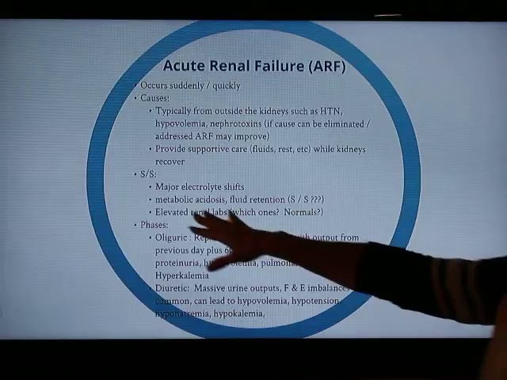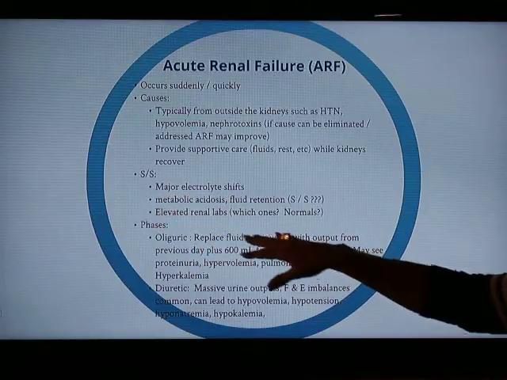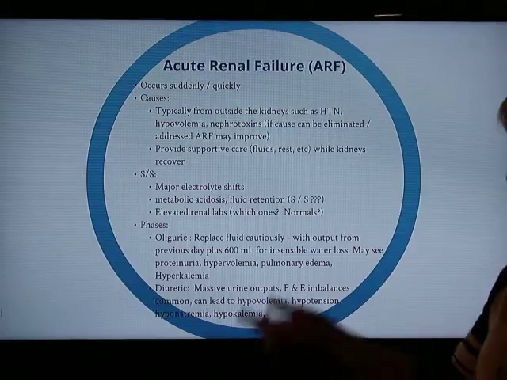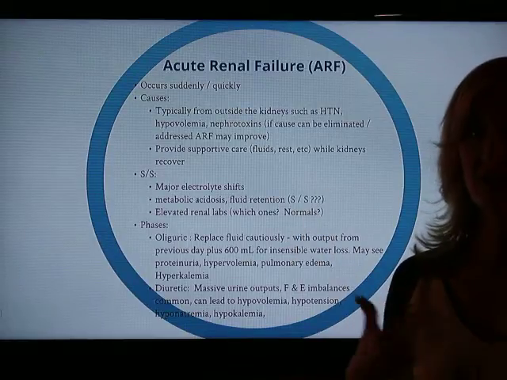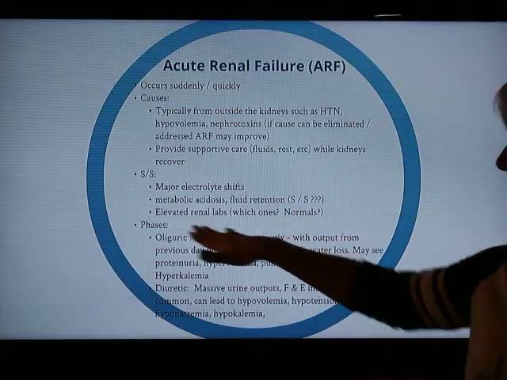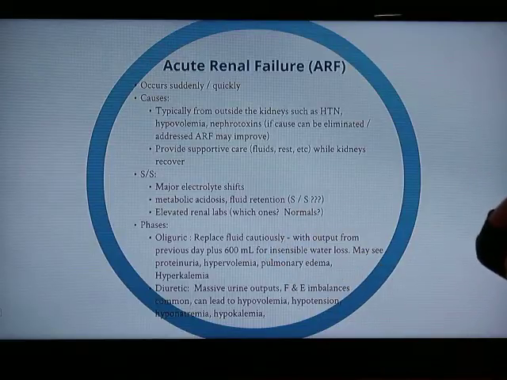So you're going to see some things like major electrolyte shifts. The patient will start becoming acidotic. They will start having fluid retention. You need to know signs and symptoms of that. Rales, crackles, edema, things like that. And the elevated renal labs, you should know this by now because I've said it about 1 million times.